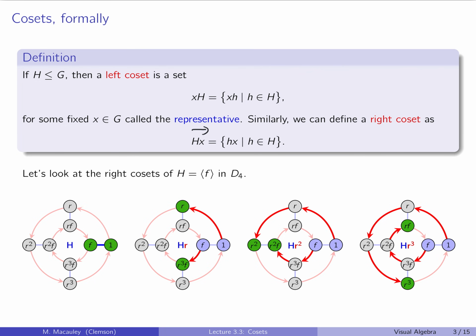So notice that the left cosets and the right cosets of this group are different. Well, two of them are the same. This is the same, and that's the same. But two of them are different. We'll come back to that.